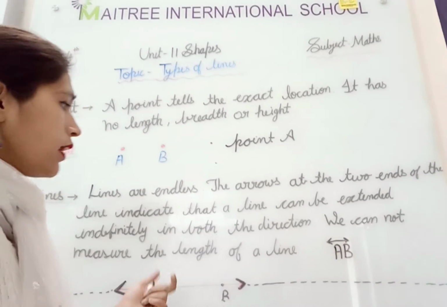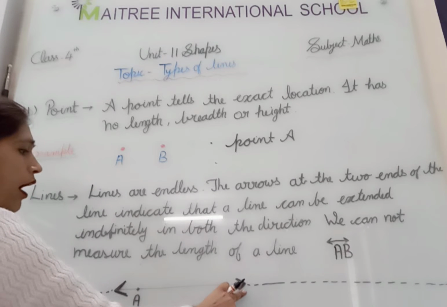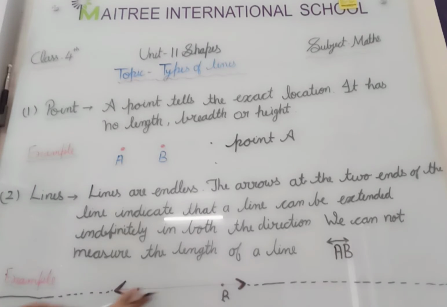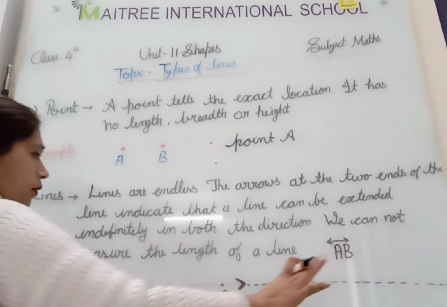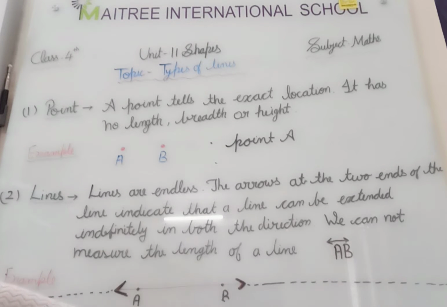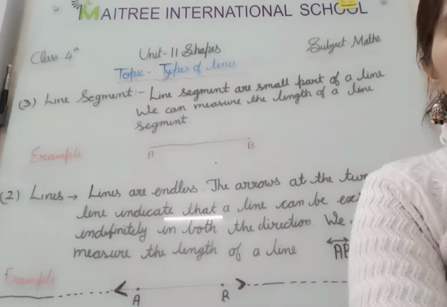Okay. Got it? What is the line? A line does not have any fixed length. We cannot measure it. And at both ends there are arrows. There is no starting point and no end point, so we cannot measure it. This is called the line. So now let's move to the next one.